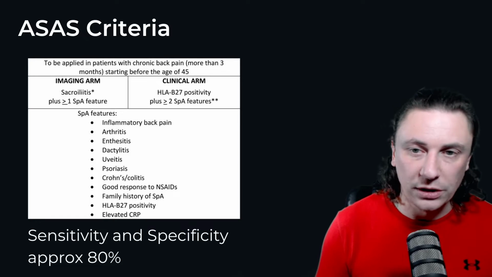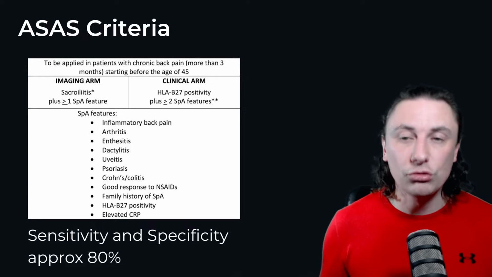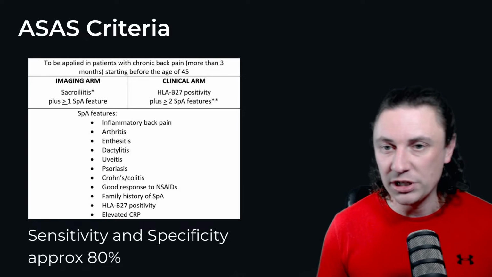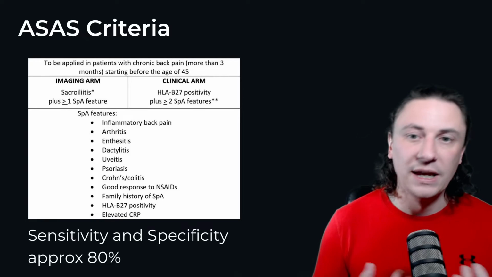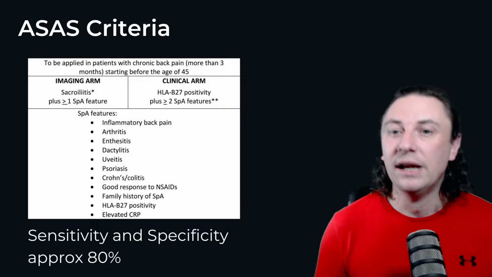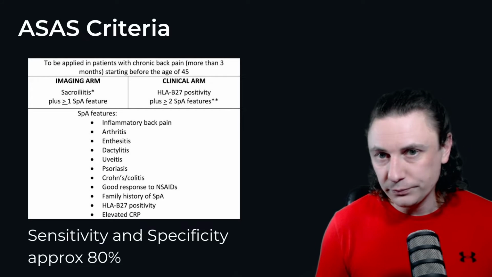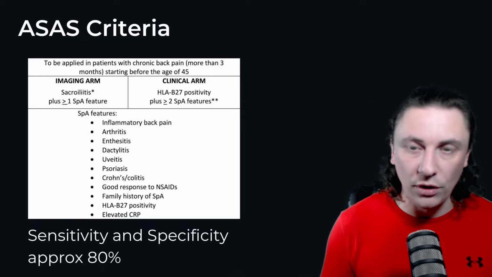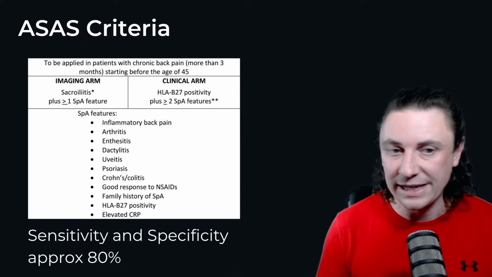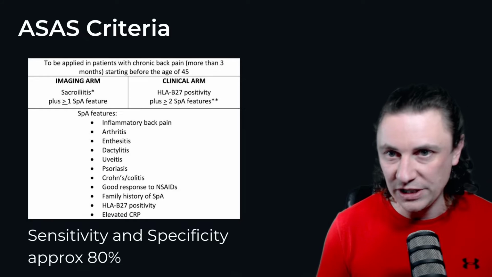Psoriasis. Crohn's and colitis being inflammatory bowel diseases. Good response to non-steroidal anti-inflammatories. A family history of spondyloarthritis. HLA-B27 positivity, or an elevated CRP. So you can see that's quite obvious there. Once you've got that imaging arm with the sacroiliitis, you just need one of those features.